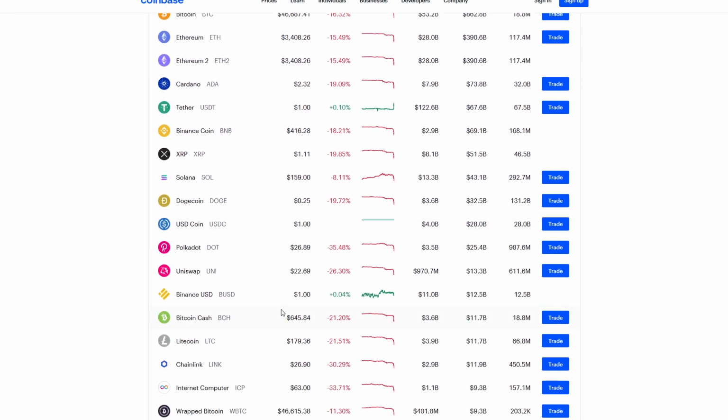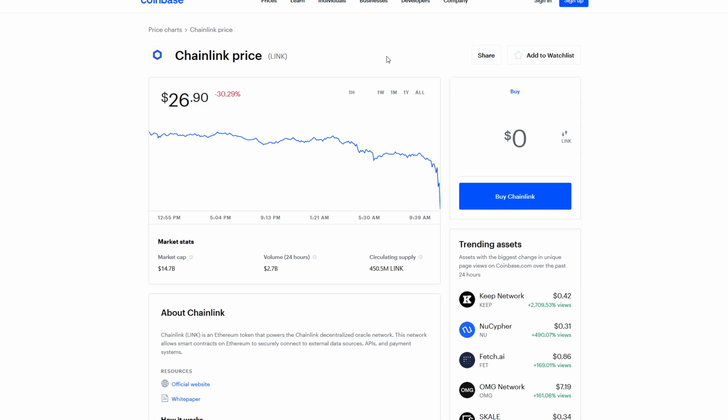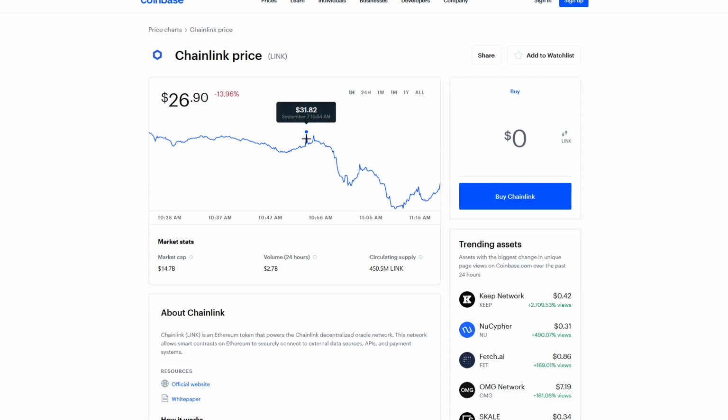There's always volatility in the market, crypto in general, but Chainlink is already pushing its way back to $26, almost $27. If we look at the last hour, you're going to see it dropped from a $31.82 price all the way down to about $25, even lower. I think I was able to see $24 on KuCoin and just wasn't able to buy it. So unfortunately, a lot of people are locked out.